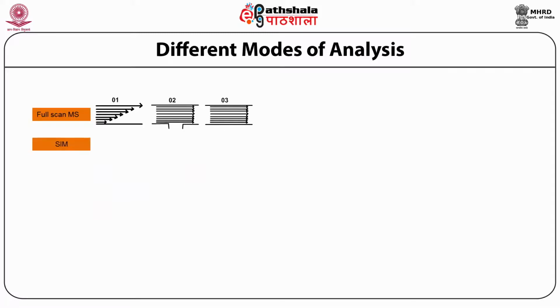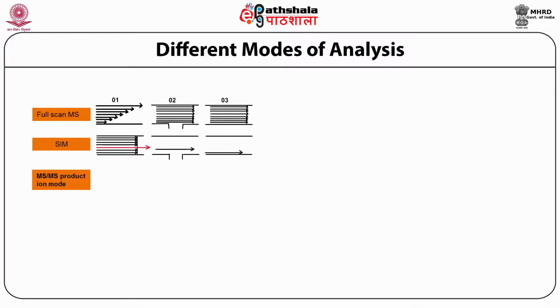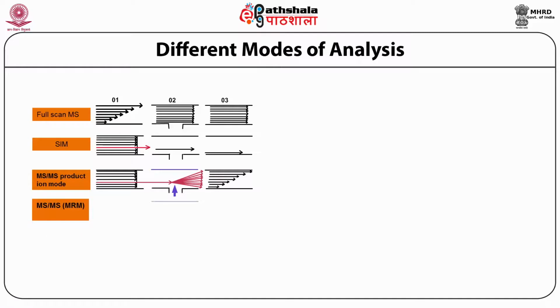The third one is MS/MS product ion mode, which is the most helpful method before we design MRM, that is a particular method. This MS/MS product ion mode helps us to get the product ions or fragmentation pattern for structural elucidation studies.